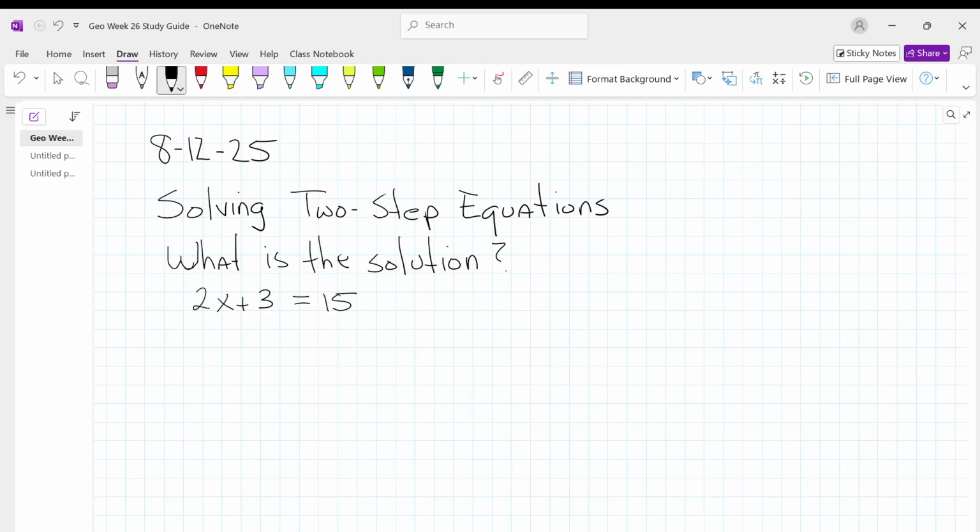All right, so we're going to try to get the variable by itself on one side of the equation. So we're going to subtract 3 from each side. And the 2x falls down, the 3's cancel out, and our 2x is equal to 12. And we're going to divide each side by 2. And our x is equal to 6.